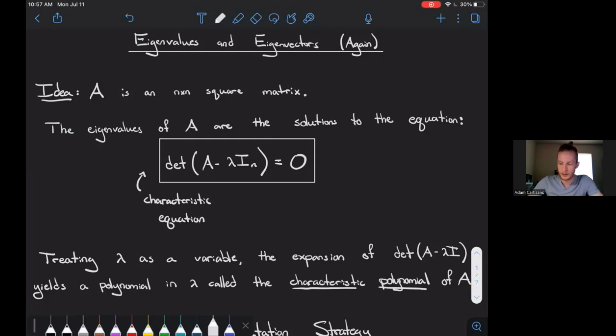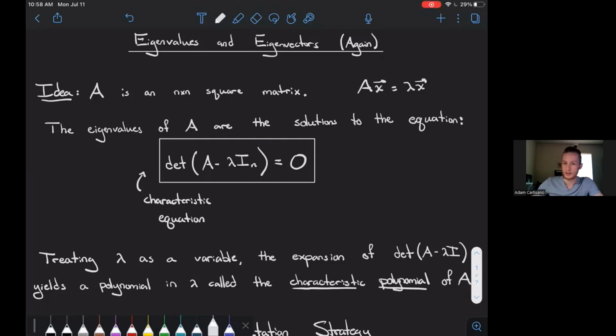So the idea, we'll start out with A being an n by n square matrix. Just recall, what is an eigenvalue, what is an eigenvector? Well, if you have Ax equals lambda x, this is our equation for eigenvalues and eigenvectors. An eigenvector is a vector which satisfies this equation for some value lambda, which is called an eigenvalue. What makes them special is that if you take an eigenvector and multiply it by a matrix, what you get back is a scaled version of that vector.